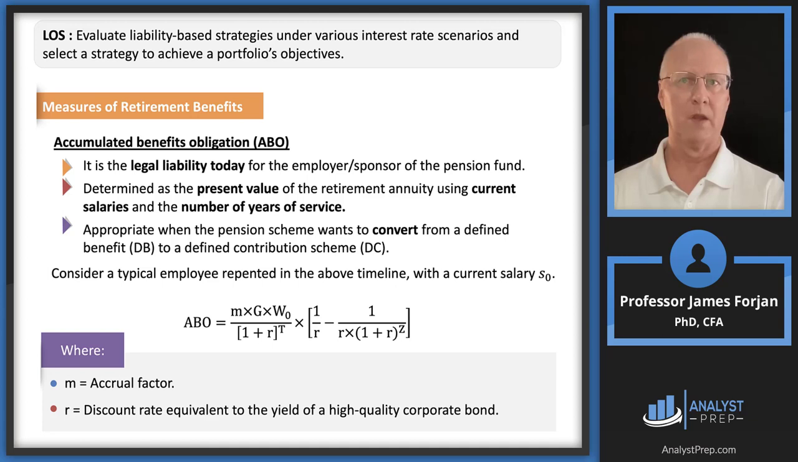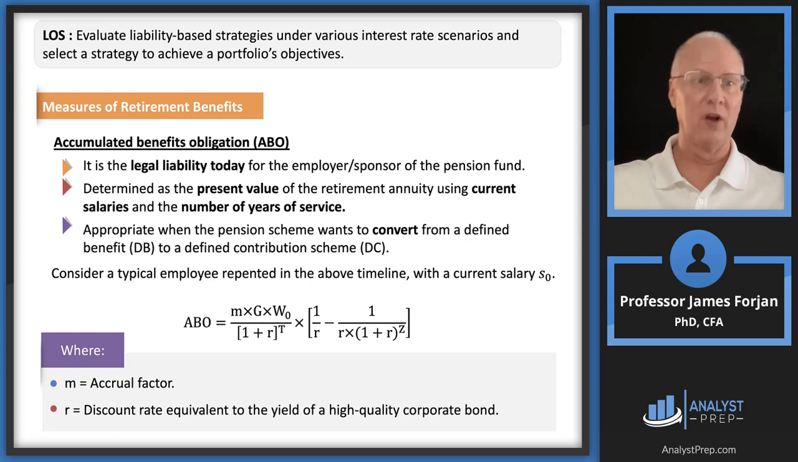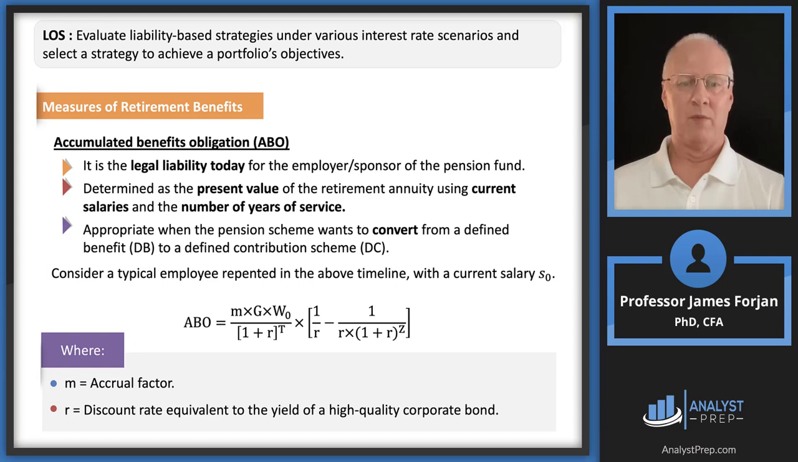Of course, you need to define high-quality corporate bonds, and the motivation behind this is that this pension plan is administered to the employees of a large corporation, right? And they probably have a pretty good rating. And then notice we're going to multiply that by something over there on the right. That's 1 over R minus 1 over, and then a whole bunch of other stuff over there.